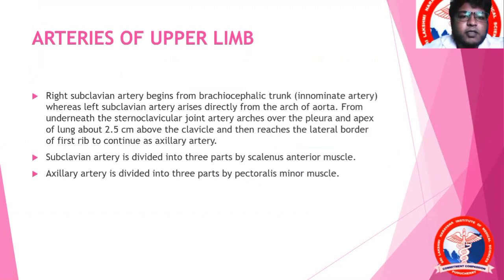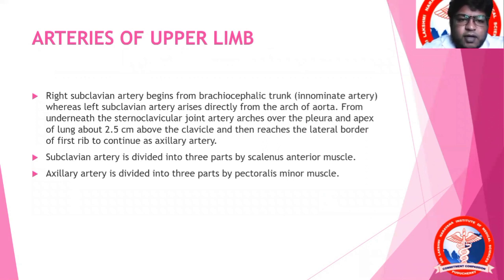The right subclavian artery begins from the brachiocephalic trunk, whereas left subclavian artery arises directly from the arch of aorta. From underneath the sternoclavicular joint, the artery arches over the pleura and apex of the lung about 2.5 centimeters above the clavicle, and then reaches the lateral border of the first rib to continue as axillary artery.